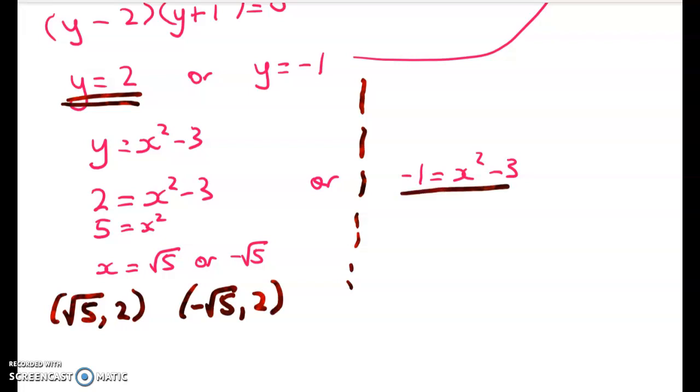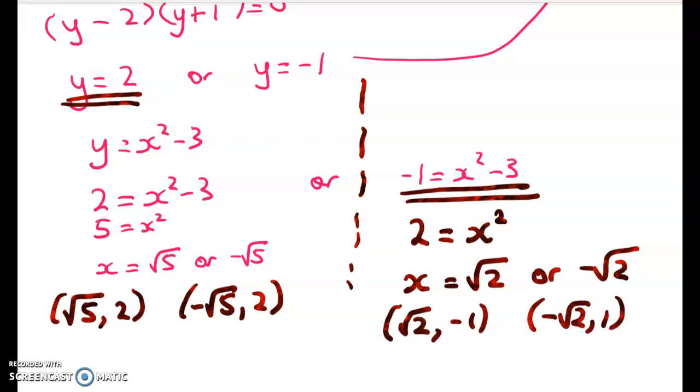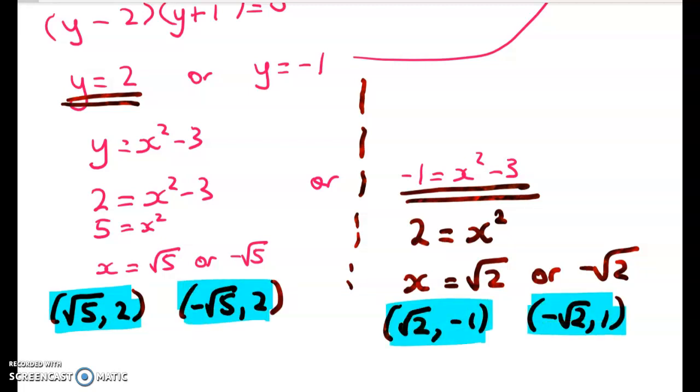And I'm going to do the same thing for this one here. So we've got negative 1 plus 3, so 2 is equal to x squared. X is equal to root 2 or negative root 2. So my two intersection points here are root 2, negative 1, and negative root 2, negative 1. So there are 4 points of intersection. Okay, the first, the second, the third, and the fourth.